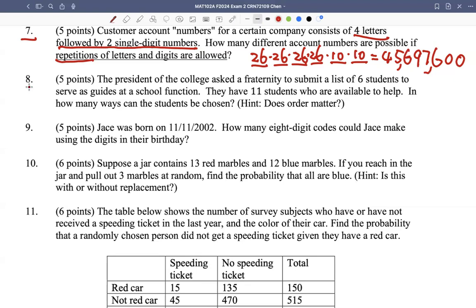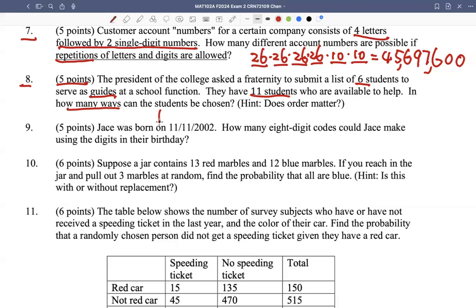Okay, now let's say 8. A, 5 points. So the president of the college asked a fraternity to submit a list of 6 students to serve as guides at a school function. They have 11 students who are available to choose from. In how many ways can the students be chosen?